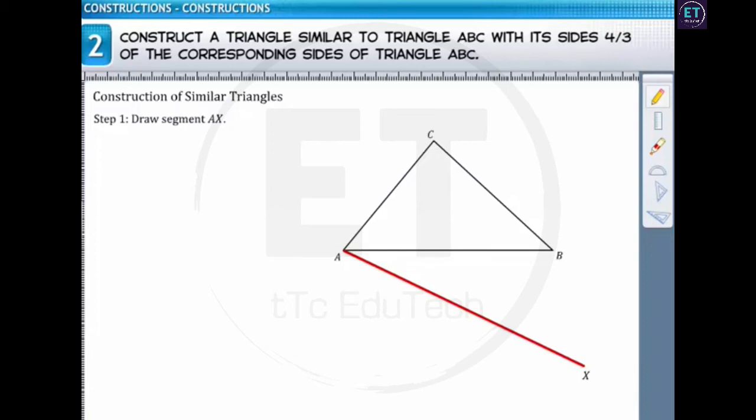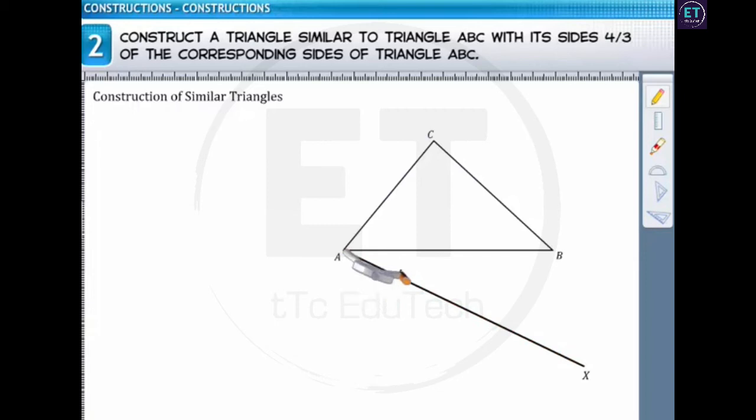Now, you will have to mark a few points at an equal distance from each other on AX. As before, the number of points is equal to the larger value amongst the given scale factor. Here the given scale factor is 4 by 3, so the number of points you will mark on AX is 4. Now, open the compass to a small convenient length.